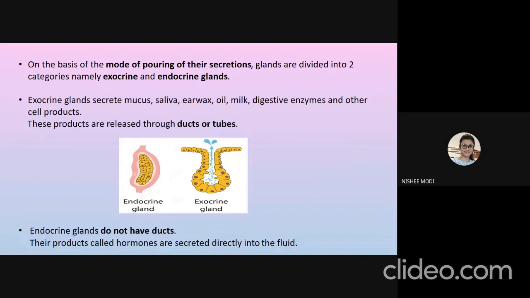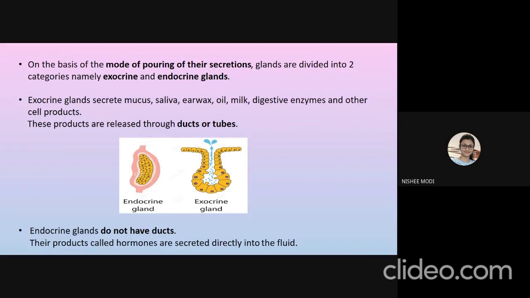So the products are directly secreted into body fluids like blood. The endocrine products directly secreted into fluid are called hormones. As we know, the hormones are secreted directly into the body fluid, blood.